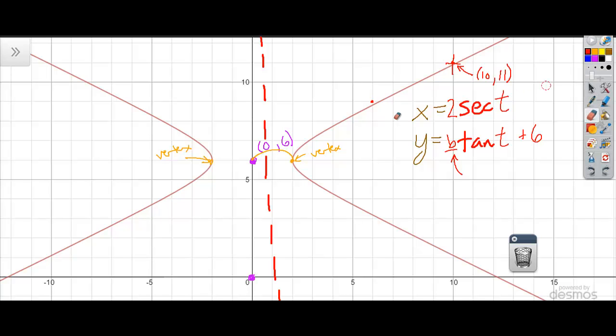This one will work just fine. I can take these coordinates, put them in for x and y, and see what it looks like. 10 equals 2 secant t, because 10 is an x value. And simultaneously then 11 would equal b times tangent t plus 6, right? So for some particular t, and this is the point, t for some value makes this equation true, and the same value for t would make this equation true when b is the proper value that we want. So we're basically now just solving the system of equations. So let's go ahead and do that.